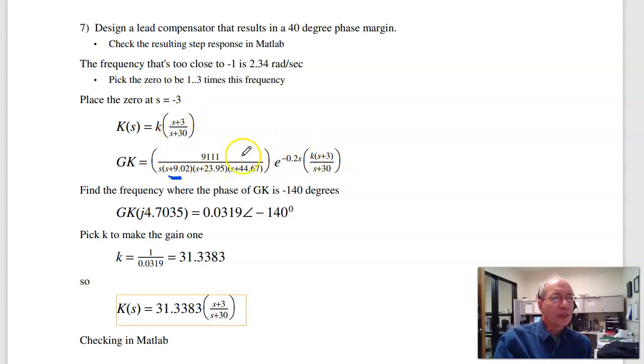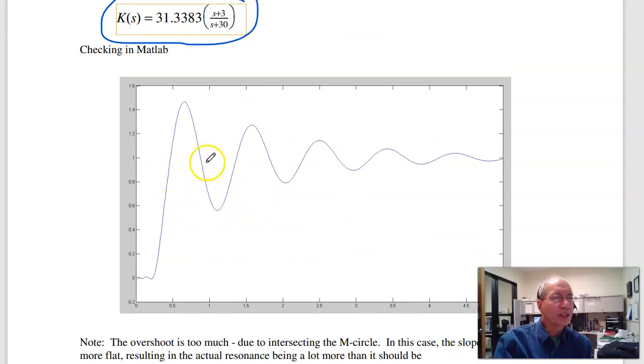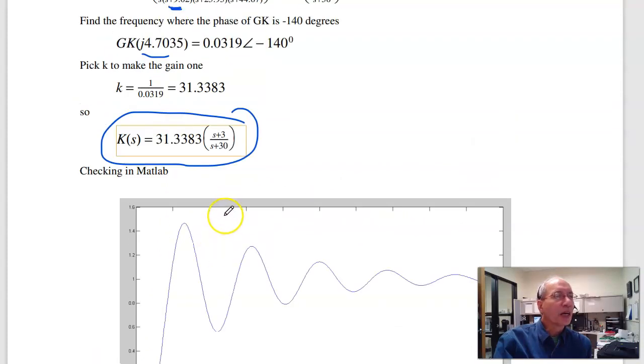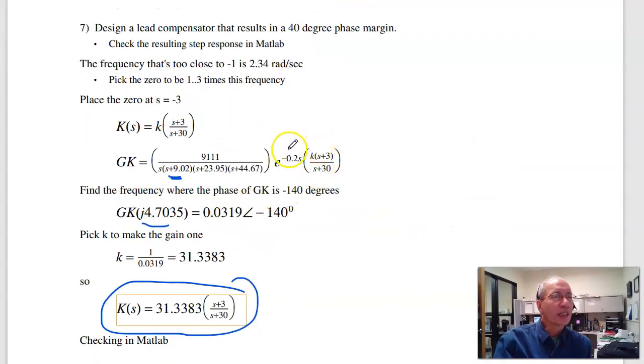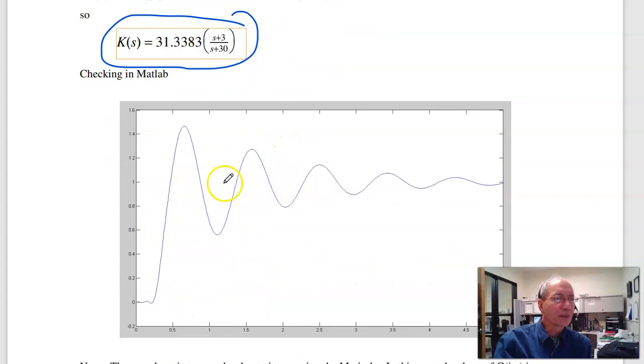Find out where the phase shift is minus 140 degrees. It's now 4.7 radians per second. Pick K to make the gain 1, and there's K of S. If I check in MATLAB, I've got a faster system, but I've got quite a bit of overshoot. Again, for checking in MATLAB, I used a Bode approximation for delay. I used a 4th order Bode approximation with a 0.2 second delay. That way MATLAB could draw it.